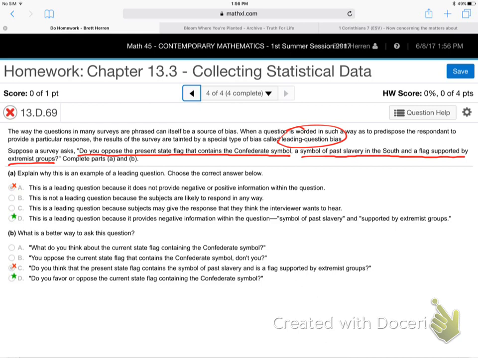What's a better way to ask the question? Do you favor or oppose the state flag and the Confederate symbol? Just straight, then you'll get what they really think. You won't be twisting their arm. And if you want the truth, if there's going to be a vote or something and you want to know how it's going to go, then you do it in a way that's neutral. All right. That's pretty obvious, right? Is that good on that?